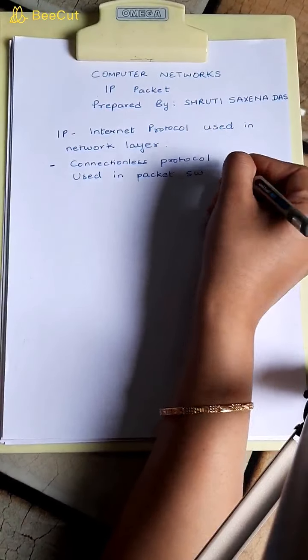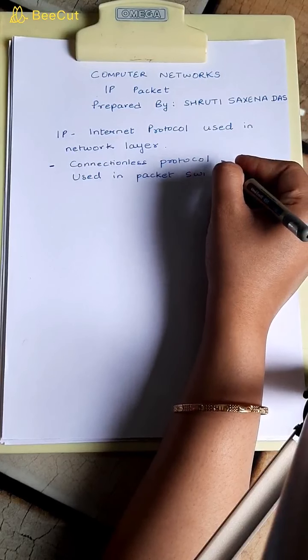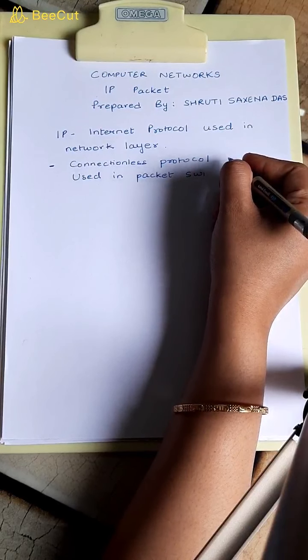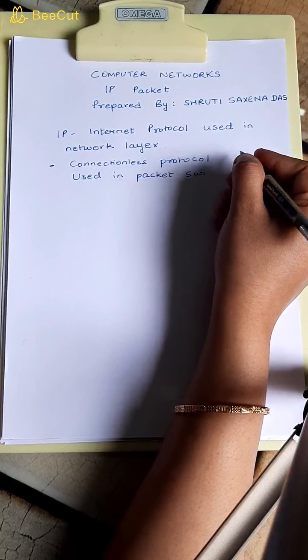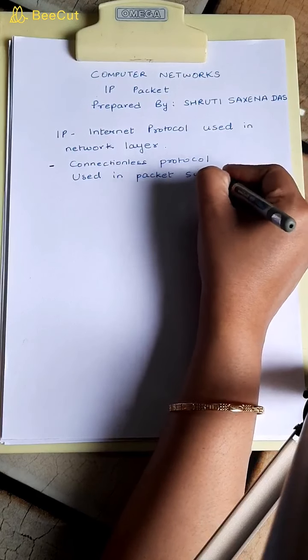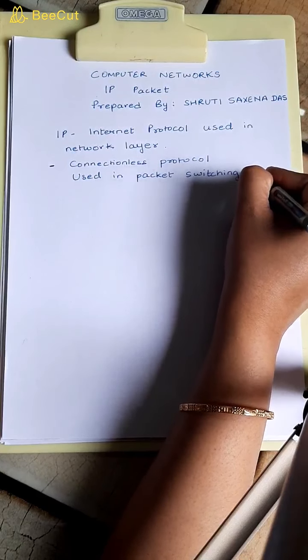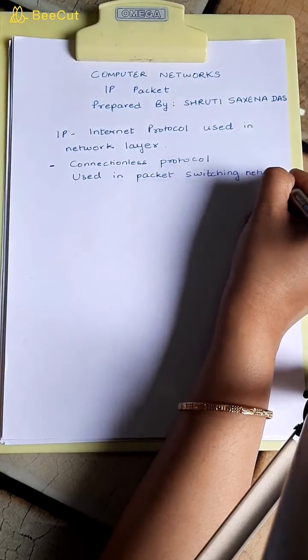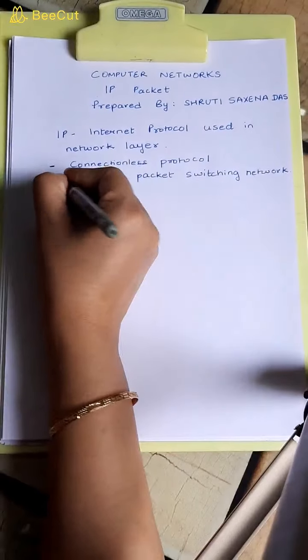So everything we do on the internet today involves packets. When you send an email, the email is also transmitted in packets, and each packet carries information that helps in reaching the destination. So it is used in packet switching networks, for example, in Ethernet.